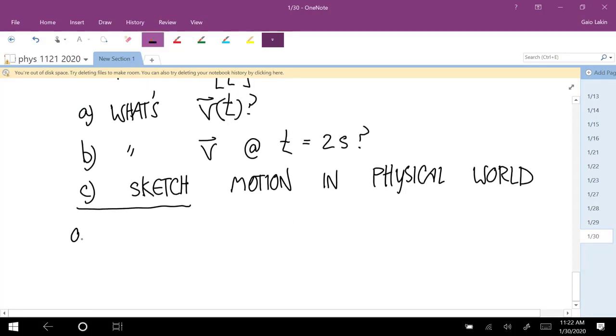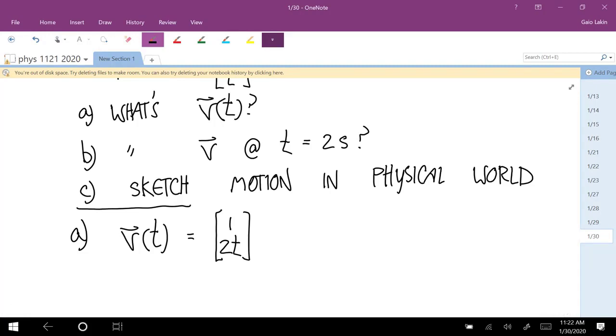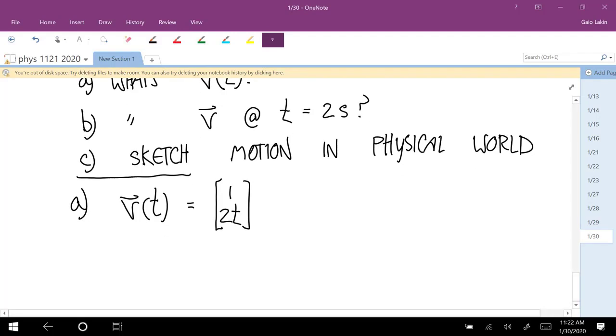So first, the velocity vector as a function of time is just going to be, take the derivatives of the two components. So this is going to be 1, 2t. And so now this is a function that'll give you the velocity vector at any instant. So at time equals 2, the velocity is 1, 4.